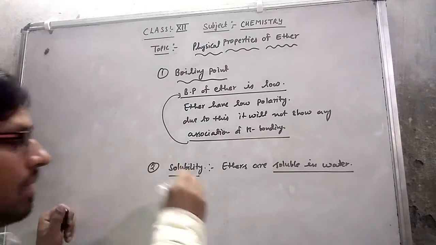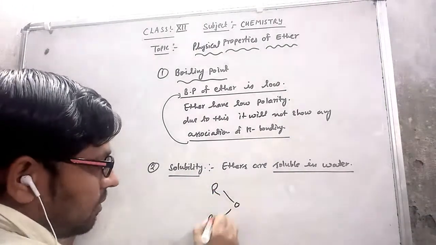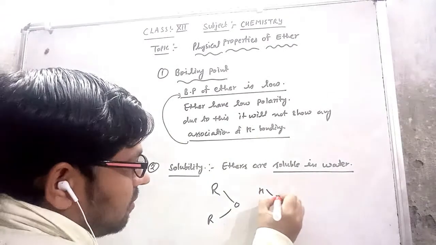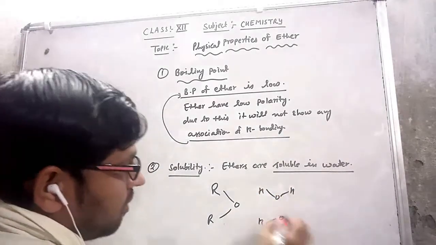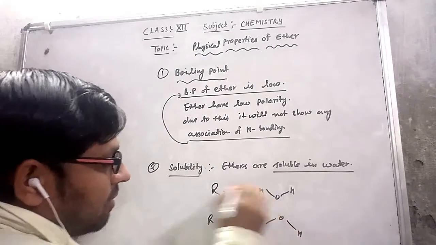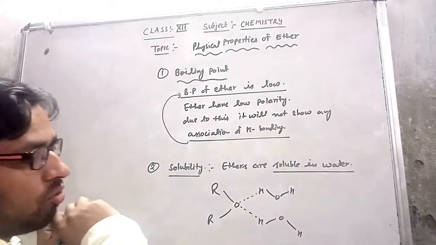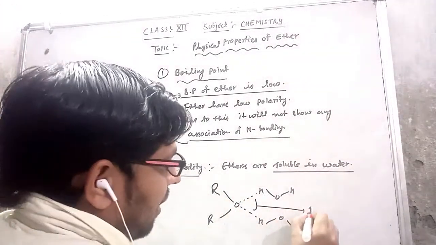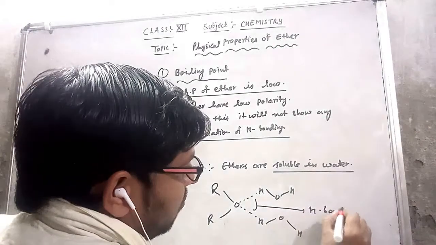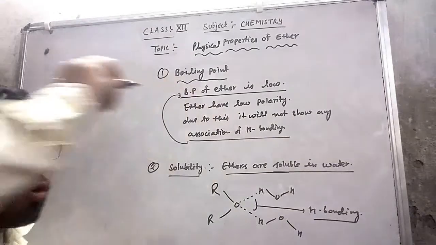If you see, suppose this is the ether, this is one molecule of water, this is the other molecule of water. This oxygen and hydrogen are going to form the hydrogen bonding. Same, this oxygen and this hydrogen form the hydrogen bonding. So due to these hydrogen bonds, we can say that ethers are soluble in water.